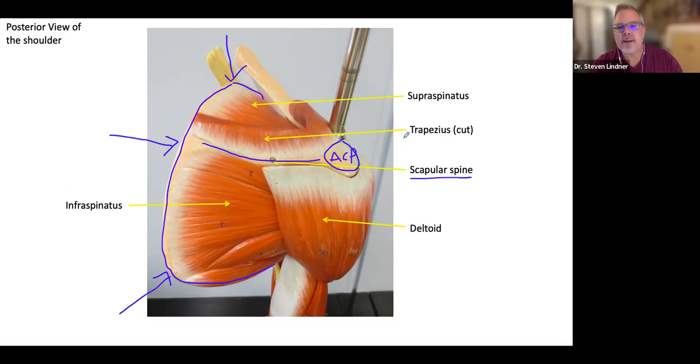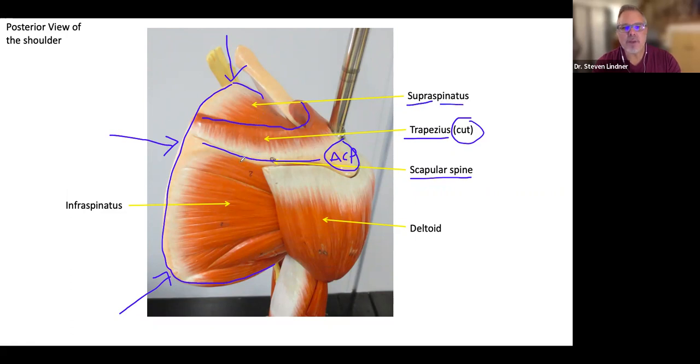Okay, so this muscle right here is the trapezius, however, it's cut. So we can see right here is where they sliced the upper trapezius off. And the reason why they dissected that away is it allows us to see the muscle that is just above the spine of the scapula, or the scapular spine. The muscle above it is the supraspinatus.